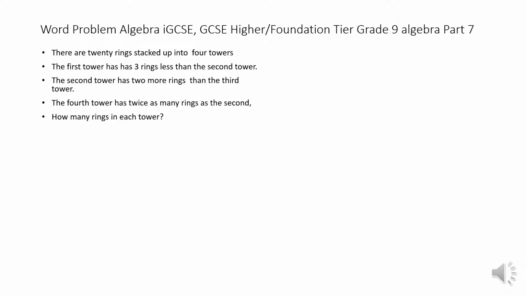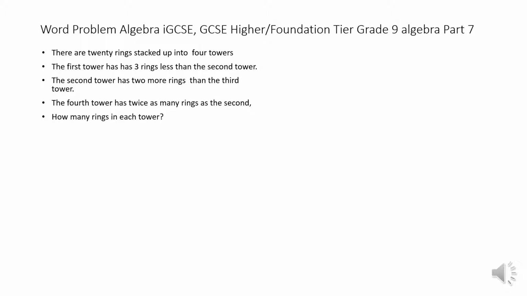Now, I'm going to do this using 2 methods here. Whichever method you use, you need to know where to start. The word second occurs 3 times, whereas the words first, third, and fourth occur just once only. So it would seem that the second tower will play a pivotal role in how we solve this problem.